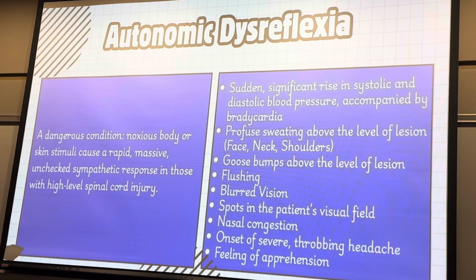That's what takes us into the second box right over here. Sudden, significant rise in systolic and diastolic blood pressure. With that, we're going to have our bradycardia as well.